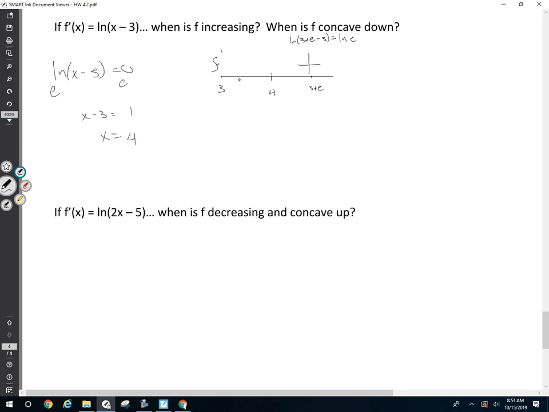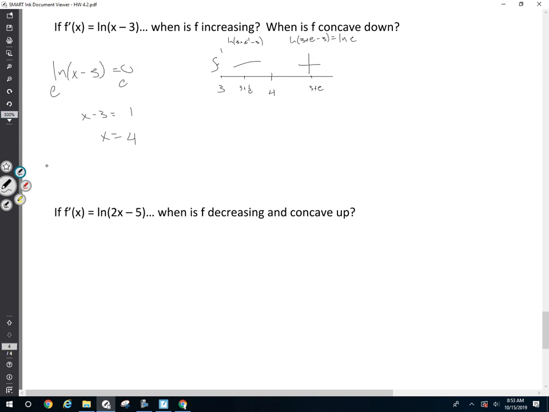I know that's going to be in between 3 and 4. It'd be the log of 3 plus e to the negative first minus 3. The log of e to the negative first would be negative 1. So that's a negative. Okay.